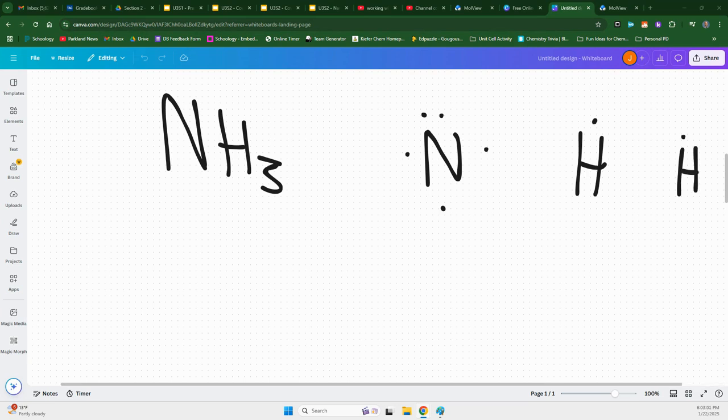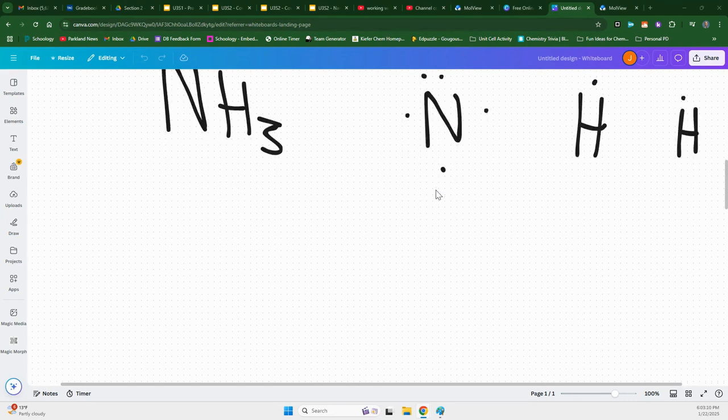And each hydrogen has 1. So this one should be pretty simple. We'll choose a central atom. We're going to choose N because it has the most single electrons. Scroll down a little bit, give myself some space.